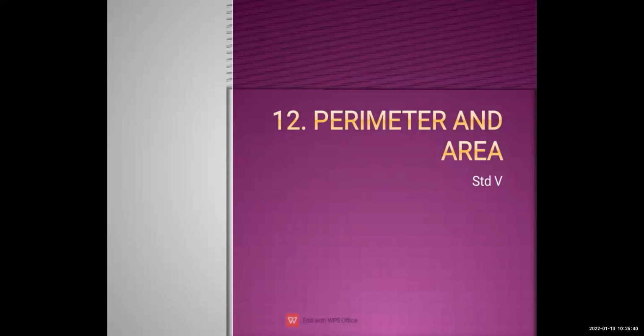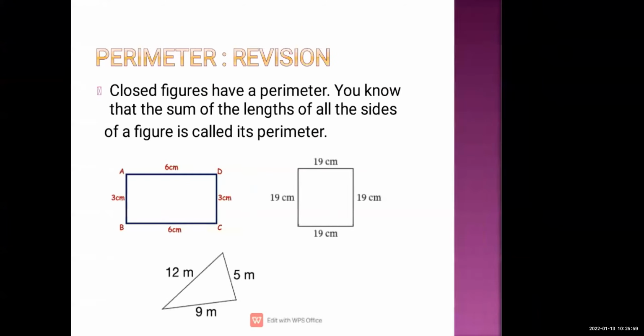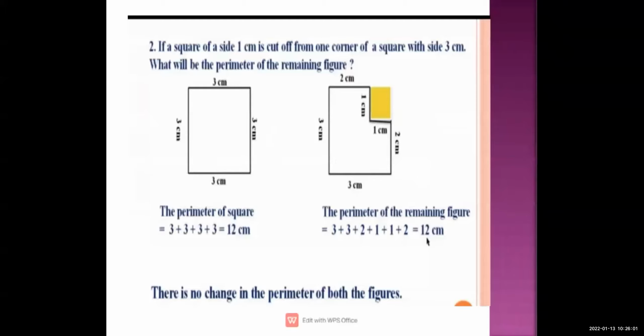Today we'll complete this chapter, chapter number 12, perimeter and area. We have done practice set 49 and now the last part, practice set 50. But before starting that practice set, I would like to tell you some formulas which are related to practice set 50. So let us see the formulas.